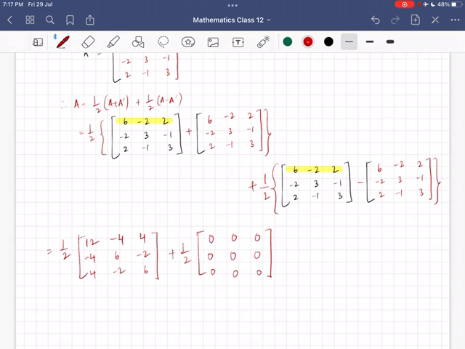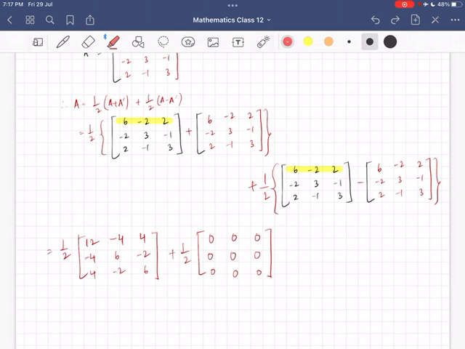Because what is the condition for a symmetric matrix? The condition for a symmetric matrix is that these two must be equal. These pairings must be equal for a symmetric matrix. And what is the condition for a skew-symmetric matrix? That they must be of opposite sign. Now 0 is neither positive nor negative. So the 0 matrix is both a symmetric matrix as well as a skew-symmetric matrix.